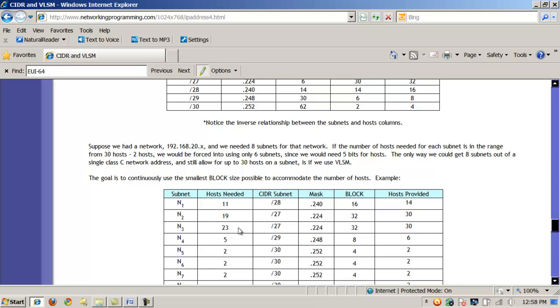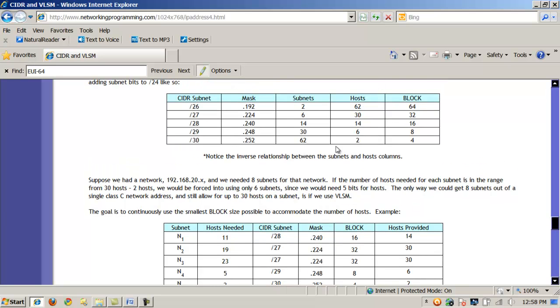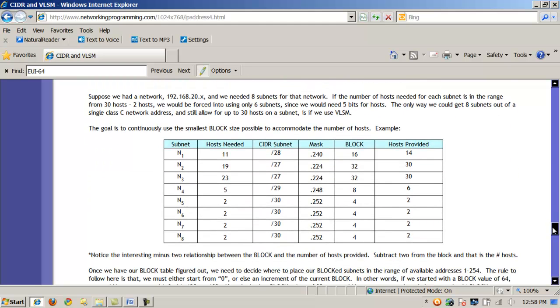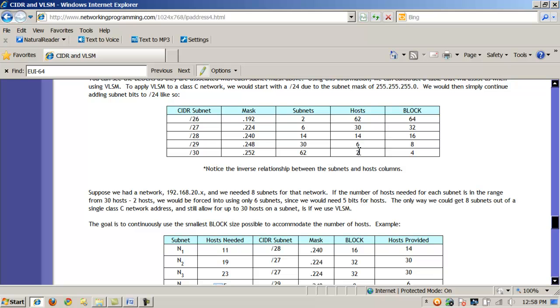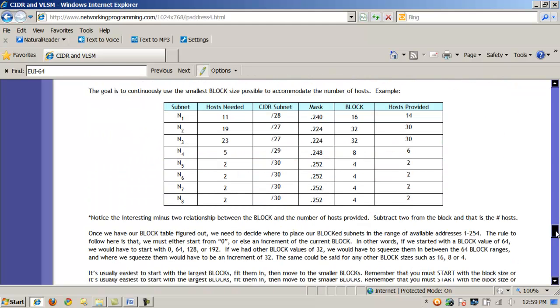And then I would just keep going. 23, I could apply the same. 5, I don't want to waste too many. So what is closest to my 5 would actually be CIDR 29, right? In this case, 6 hosts. And then finally here for the 2 value, for the rest of my networks, again, here's an exact match right here in terms of number of hosts. So CIDR 30 and a block of 4.